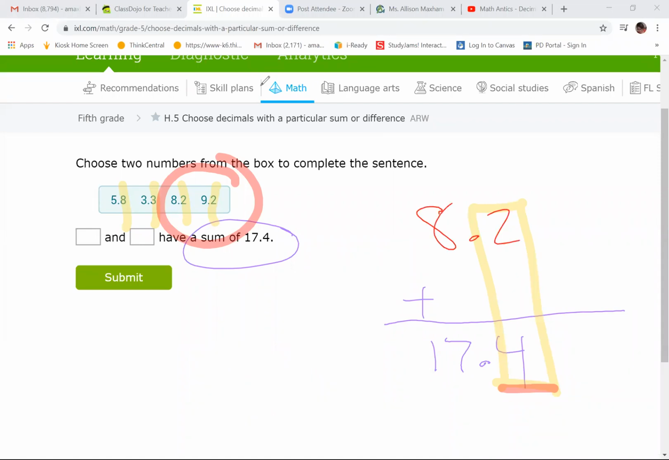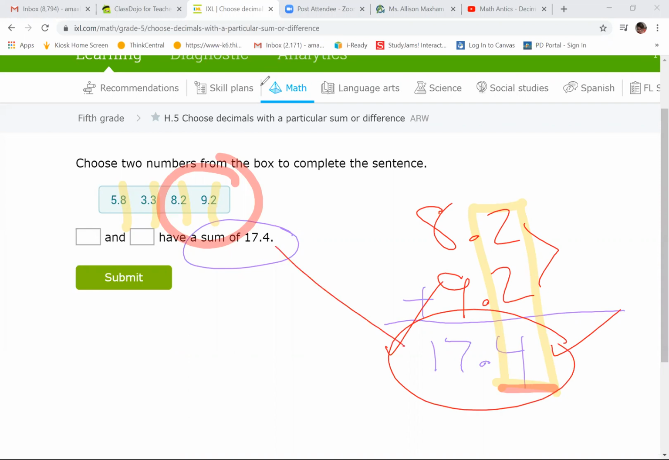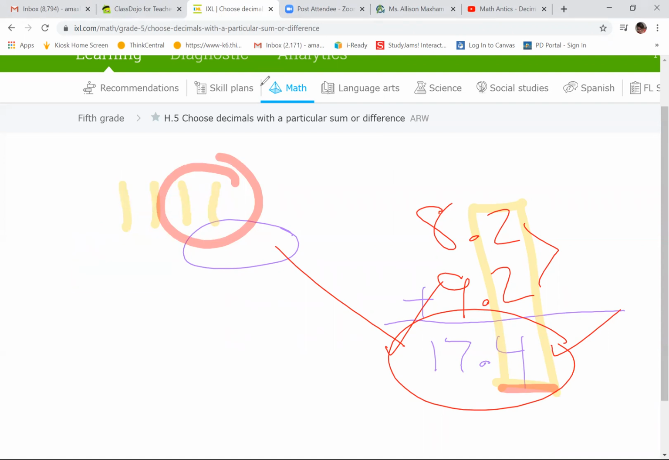8 and 2 tenths, 9 and 2 tenths. 2 plus 2 is 4. And 8 and 8 is 16, plus 1 more is 17. We've got the right answer. So that tells me, let's go back to 8 and 2 tenths and 9 and 2 tenths. You know, I thought these were going to be challenging.